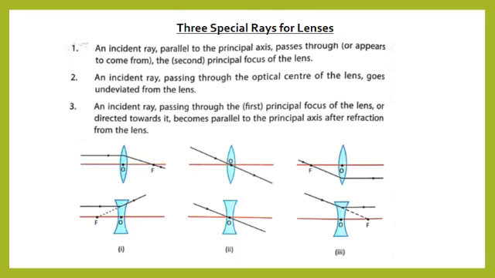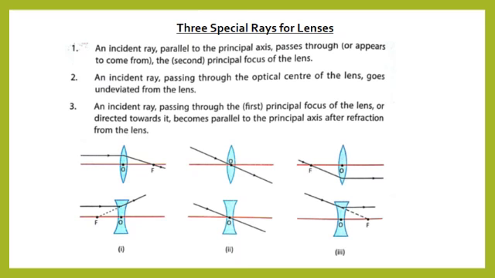Now there are three special rays for lenses which again you have to practice by making their diagrams. First of all, you have to draw a diagram of a convex lens. Then you have to make one principal axis. Here, look at the pictures. O is the optical center of the lens, in both the cases, convex as well as concave lens. And F is given. In the first case, an incident ray parallel to the principal axis passes through, or appears to come from, the second principal focus of the lens.